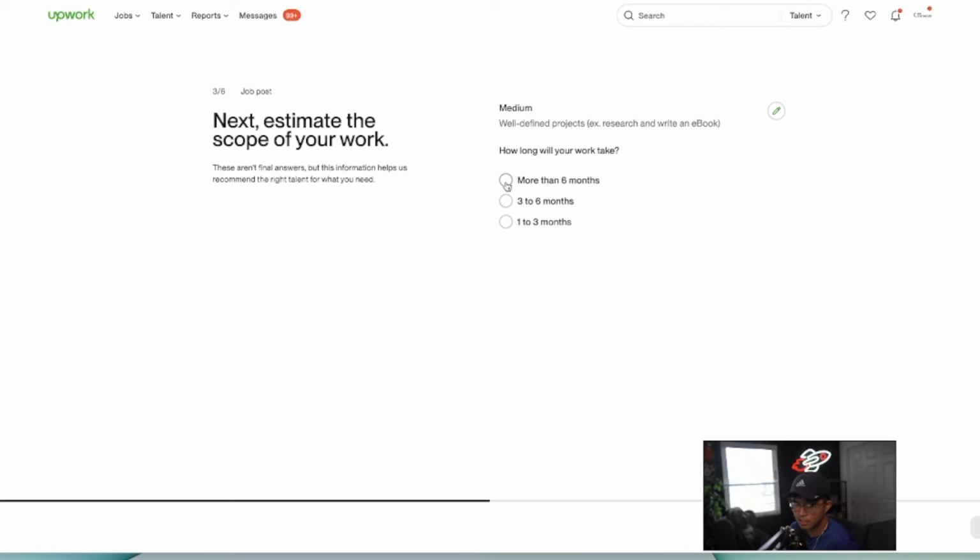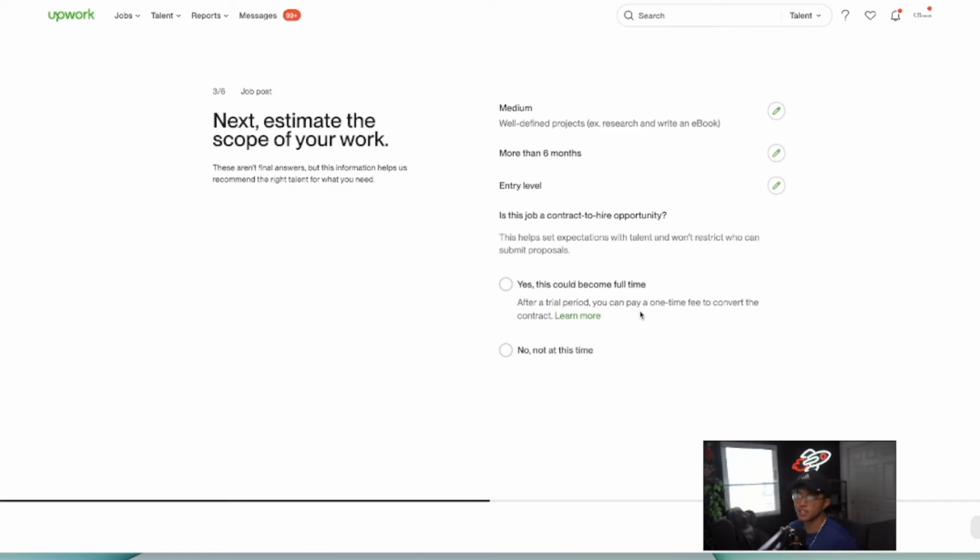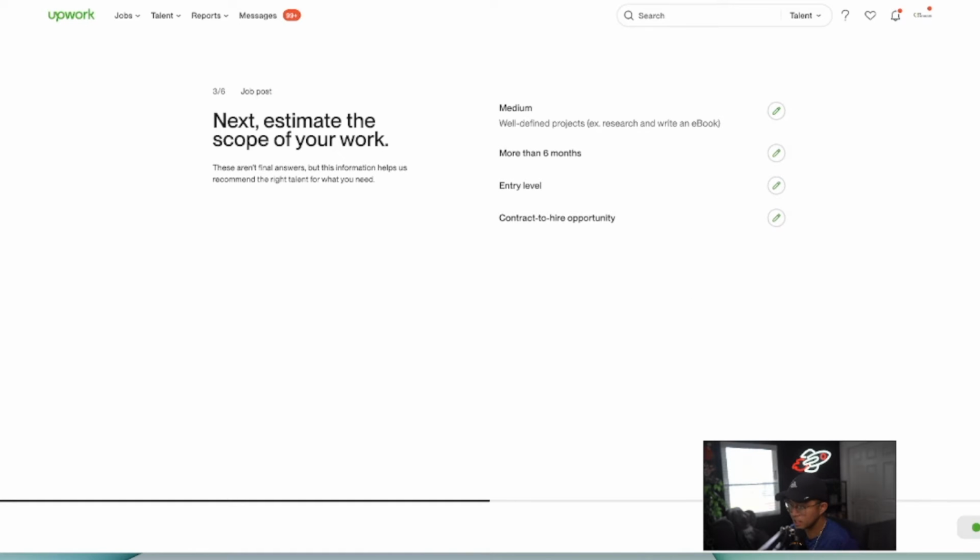And again, we're always tending to look for long-term work. Even if you don't end up hiring them for more than 6 months, it still is more appealing for people to find work that is more than 6 months than to find work that is only like 1 month. I normally always do entry level just because I really like to find those high quality freelancers that are still trying to get their ground up and running in UpWork. This job could be a full-time opportunity.